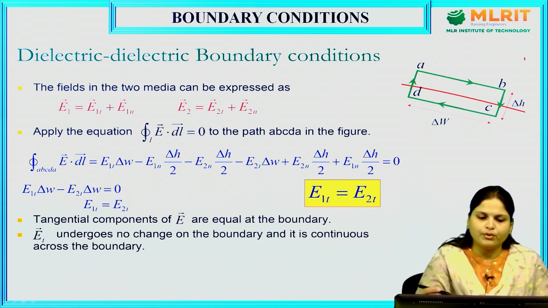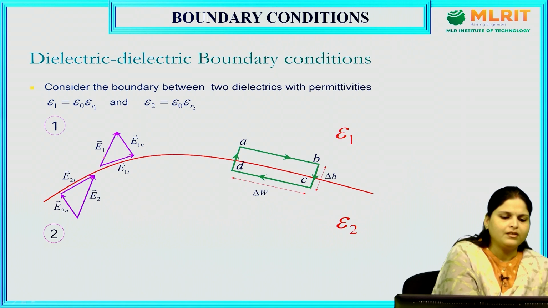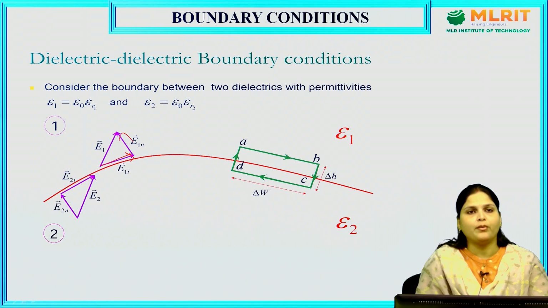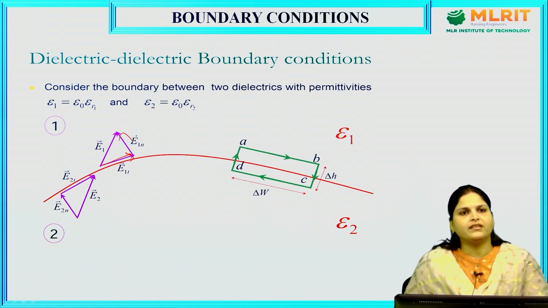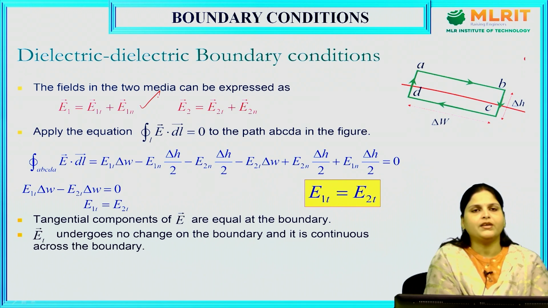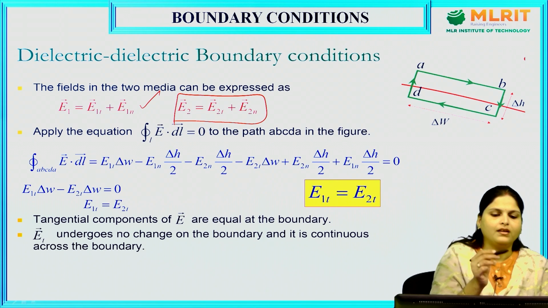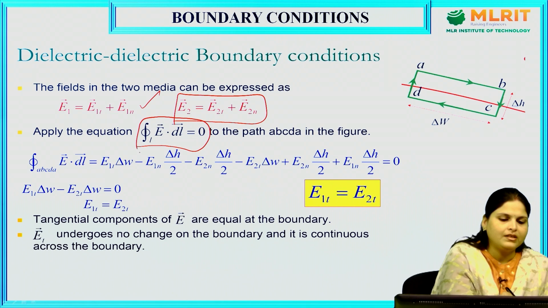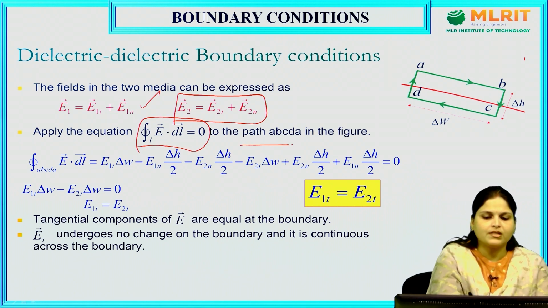If you notice, we have already seen in this diagram that we have resolved E1 and E2 into two different components, tangential and normal. So we can clearly understand that E1 and E2 are the resultants of their tangential and normal components. This can be written as E1 equals E1t plus E1n, and E2 equals E2t plus E2n. Now we will apply this equation: the line integral of electric field equals 0 for this closed path.